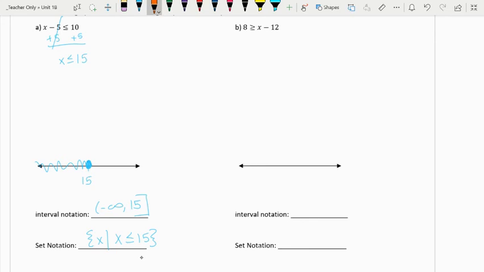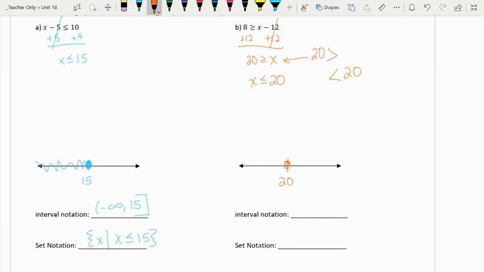For letter B, we would add 12. And we get 20 is greater than or equal to x. Now, it's very difficult to know which way to shade when our variable isn't first. So what I would do is flip it so that x is first, the 20 is second. But when you do that, you have to flip your inequality. What I think about is that on this one, it's opening towards 20. So it needs to continue opening towards 20 in the second one. So now we have x is less than or equal to 20.